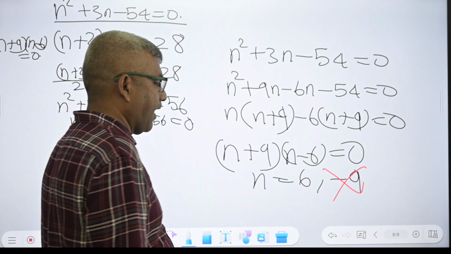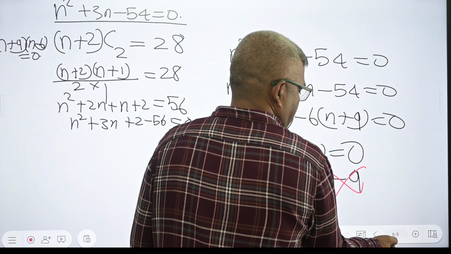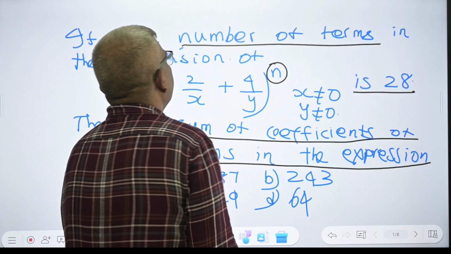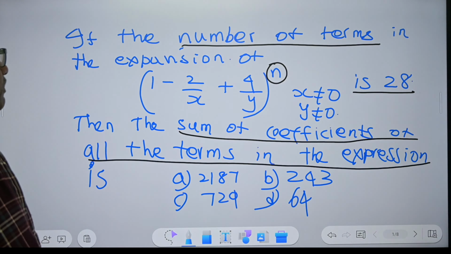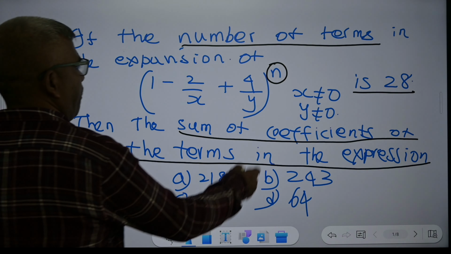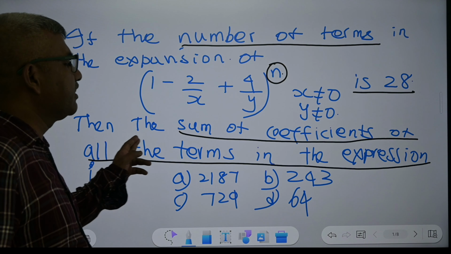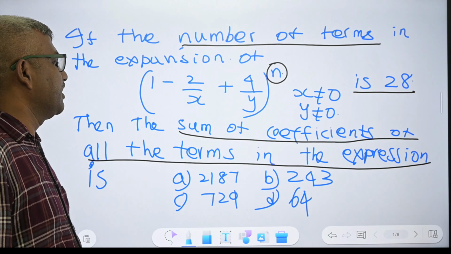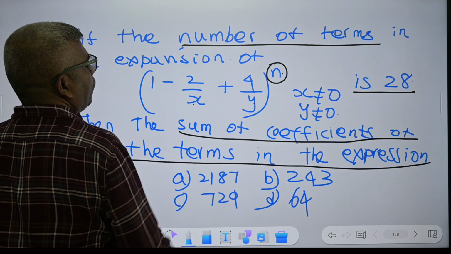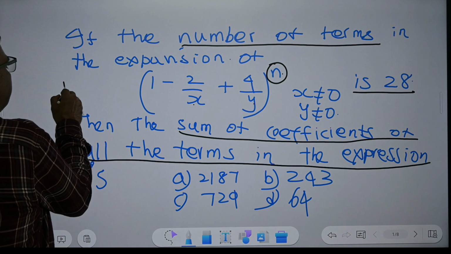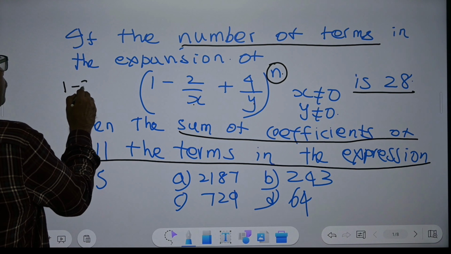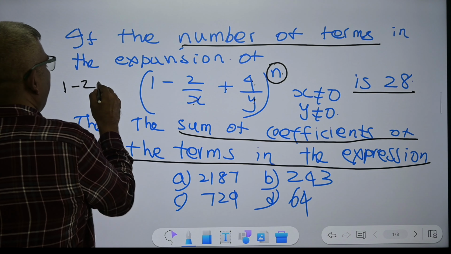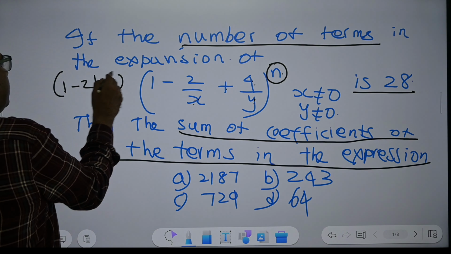Okay. But what are they asking? We found that n is equal to 6, but they are asking for the sum of the coefficients of all the terms in the expansion. What I said: x is equal to 1, y equal to 1. So what will happen? 1 minus 2 by 1, which is 2 only, plus 4 by 1, which is 4, to the power n.